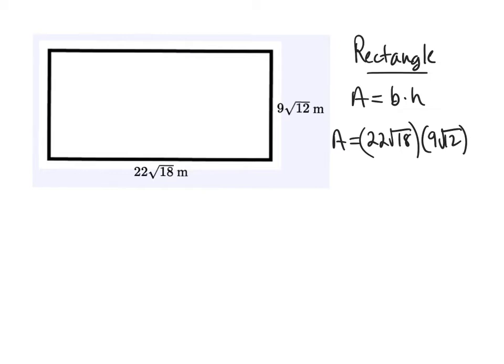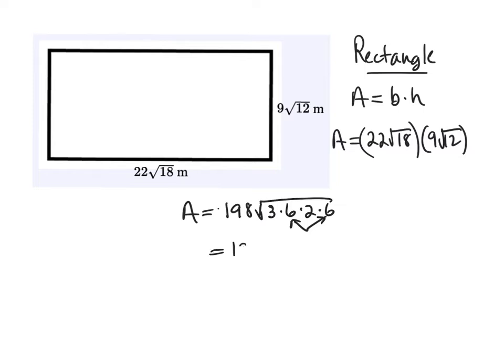Well, when I multiply those, I'll take 22 times 9, which is 198. To make this square root easier to work with, I can take 18 and 12 and look for common factors. And I notice that 18 and 12 are both divisible by 6. So I'll rewrite 18 as 3 times 6 and 12 as 2 times 6. See, those two 6's together are going to make a perfect square, 6 squared, which is 36.